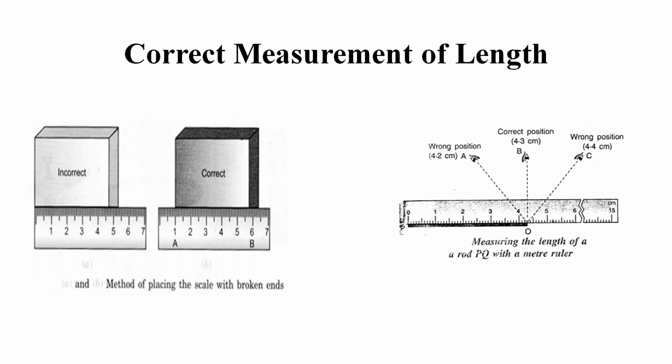Students, to measure the length of an object, the scale should be placed along the length to be measured. It should be placed very close to the object to be measured. And students, we should not start measurement from the broken or damaged end of the scale. If the zero end of the scale is broken, then we should start measurement from some other mark of the scale. Then the actual length of the object is equal to the difference between the readings at the 2 points.